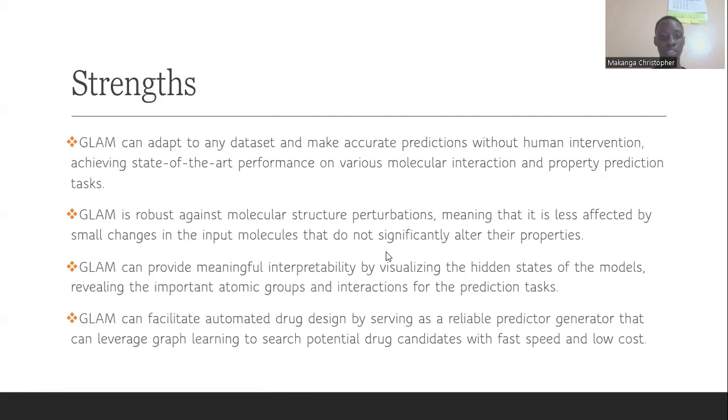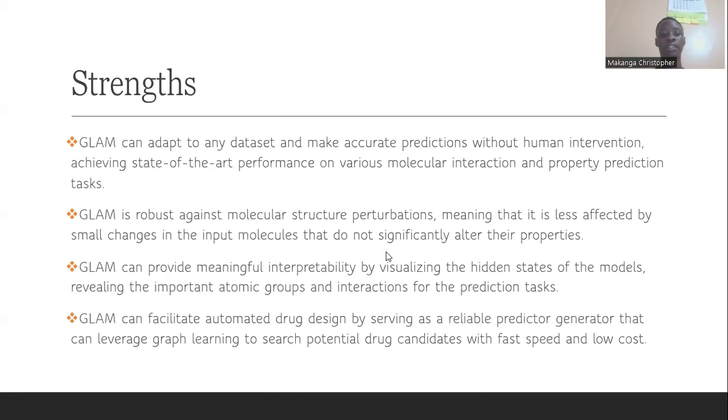Yeah, so strengths and weaknesses. As we've said, GLAM can adapt to any size of any data set without human intervention. And GLAM is robust against molecular structure perturbations, meaning the output is less affected as more perturbed molecules or original molecules are being fed into the predicator.